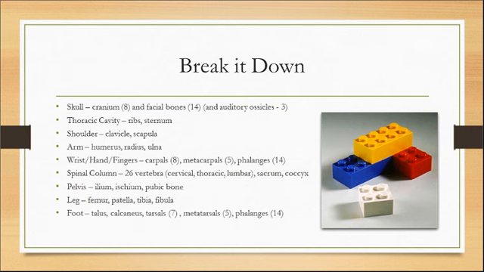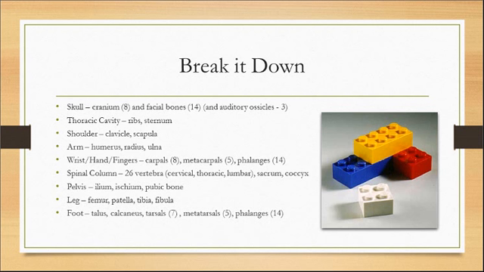The thoracic cavity, mainly made up of our ribs and sternum, also our thoracic vertebra. Our shoulder, the clavicle, scapula. Sometimes we put the humerus in the shoulder area as well. Mainly the humerus does go with our arm. Our radius and ulna are our forearm bones. Our wrist, hand, and fingers, we are looking at 8 carpals, which are our wrist bones, 5 metacarpals that make up the palm of our hand, and 14 phalanges. Phalanges are the technical term for our fingers.